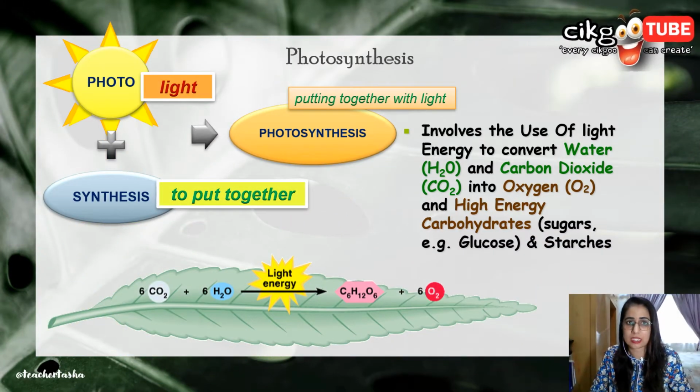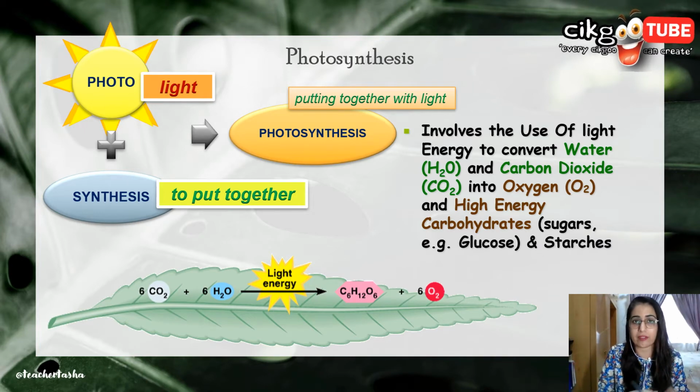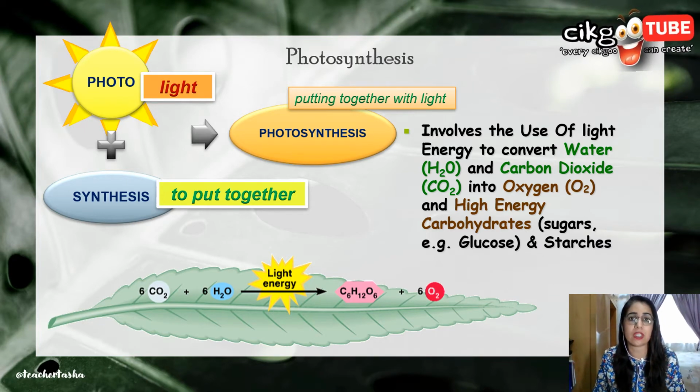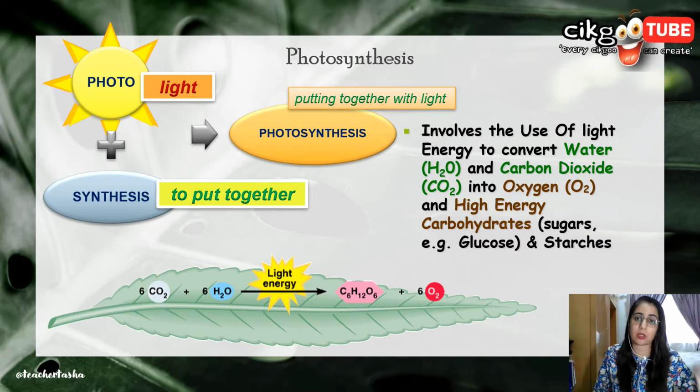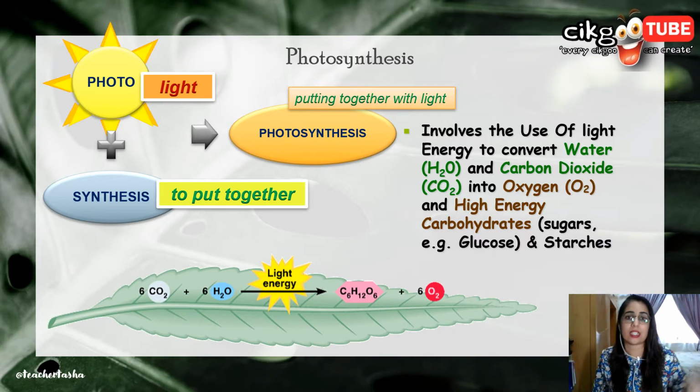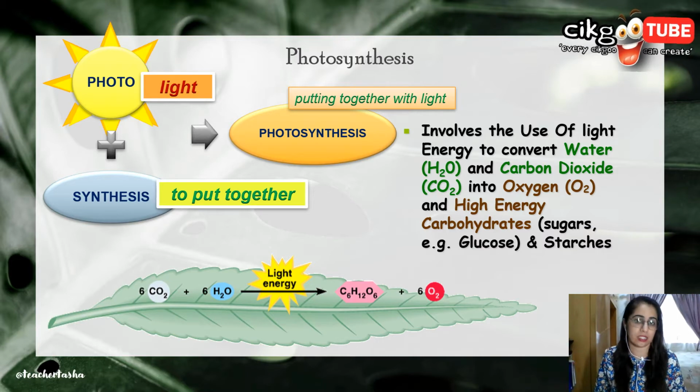Photosynthesis is the process where glucose or carbohydrates are synthesized in the leaves from water and carbon dioxide in the presence of chlorophyll and sunlight. So from the experiment just now, you know that oxygen and water are involved in photosynthesis. Photosynthesis involves the use of light energy to convert water and carbon dioxide into oxygen and also high energy carbohydrates, which is glucose, sugar.